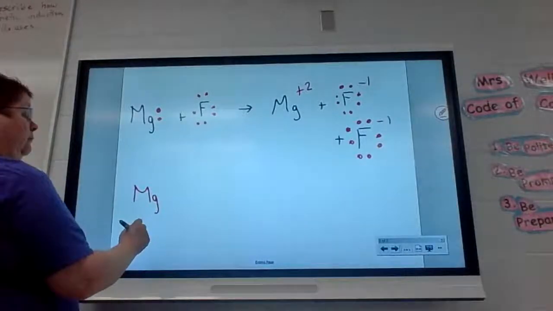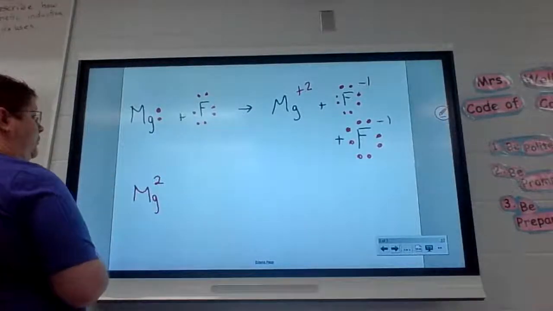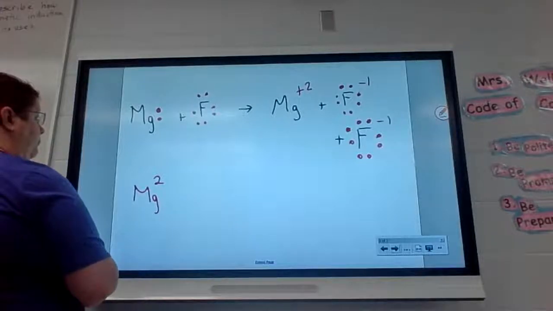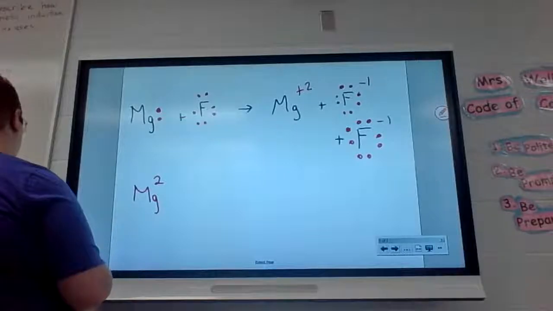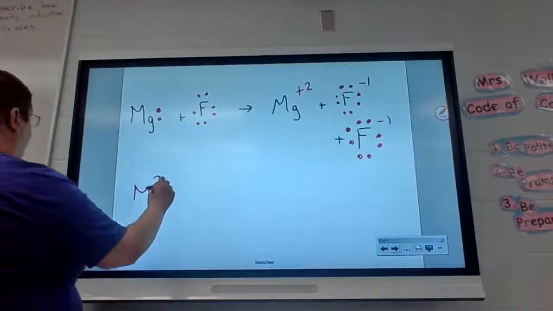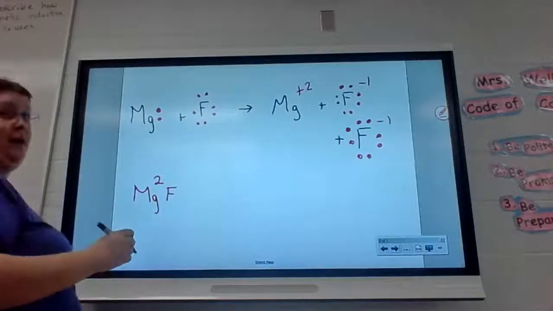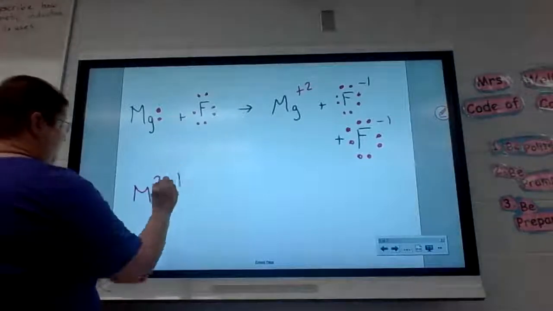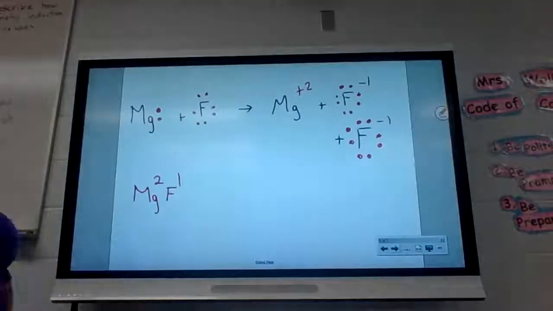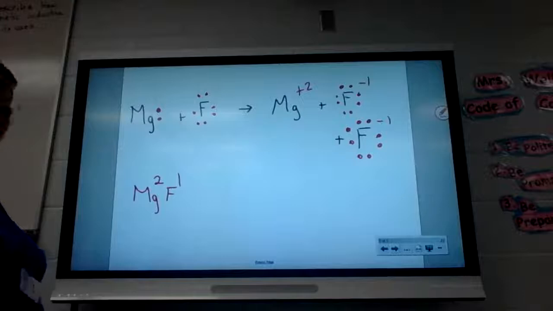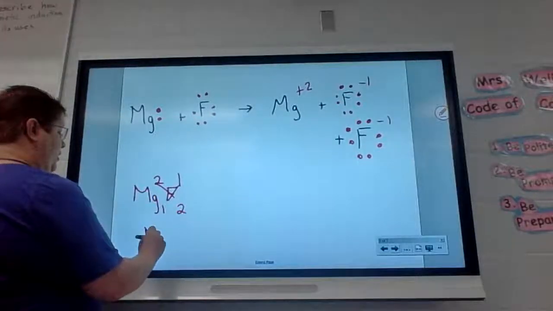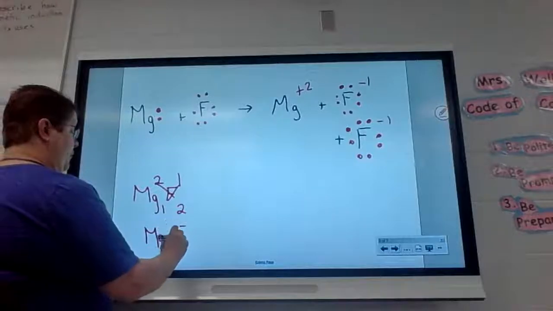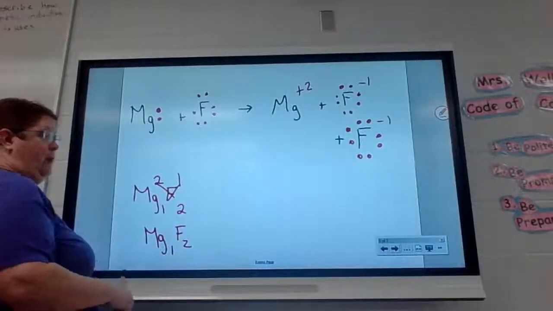2. What's your oxidation number for fluorine? No, 1. Negative. It's negative. It's -1. Now, what do you do with that +2 and -1? Crisscross. So you get Mg1, F2, and I'm emphasizing that 1, which is why I wrote it.